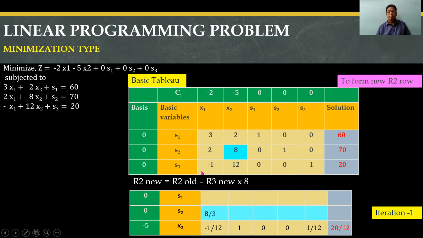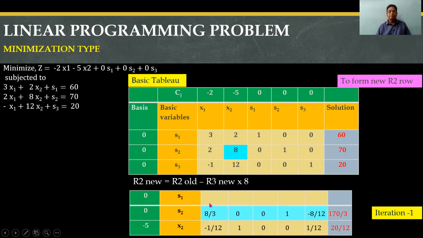So 2 minus 8 into minus 1 by 12 will be 8 by 3. 8 minus 1 into 8 is 0. 0 minus 0 is 0. 1 minus 0 is 1. 0 minus 8 times 1 by 12 is minus 8 by 12. And here we will get 170 by 3.